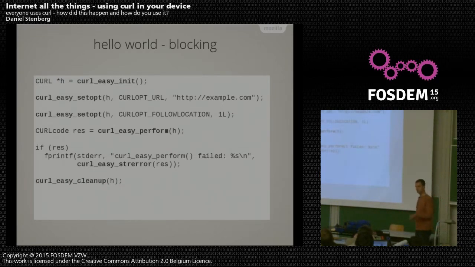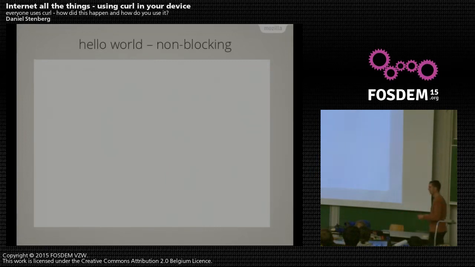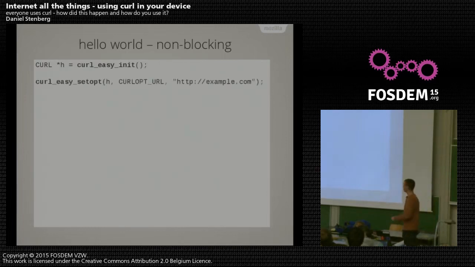Transfer-oriented is kind of a single transfer. And in a typical program, if you want to do more of these transfers in a serial manner, you would just reuse the same handle again, set some new options, and do it all over. To do this non-blocking, it's basically the same thing. You create an easy handle, which is a single transfer. You set some options: I want to do it on this URL.